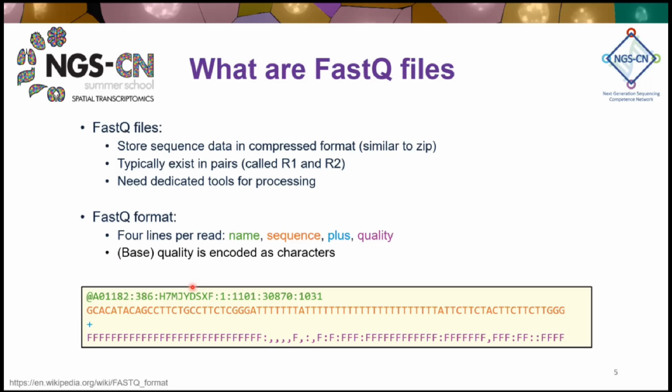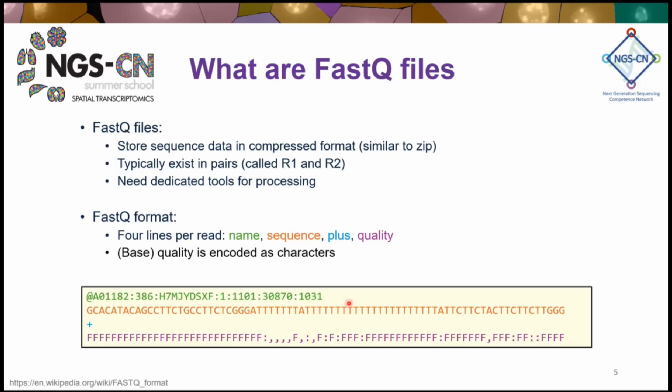I wanted to show you quickly how the FASTQ format looks inside the files. If you were to open such a file and look at the first 4 lines, you can see that each read basically consists of 4 lines. So the first 4 lines are read 1. And the first line is the read name.